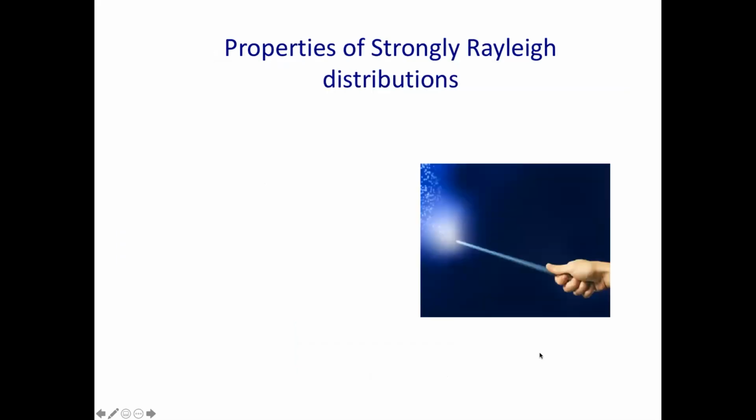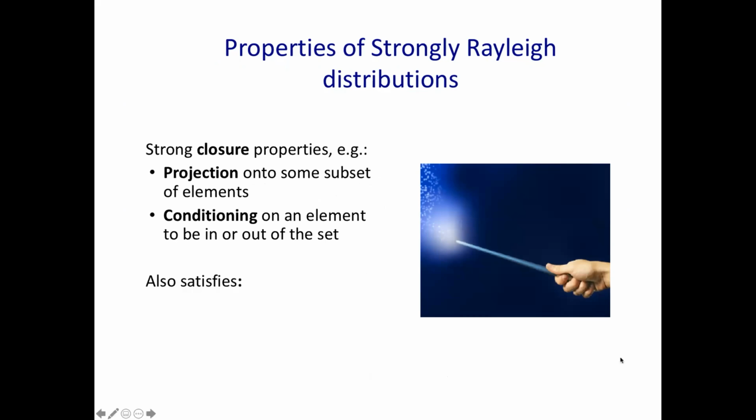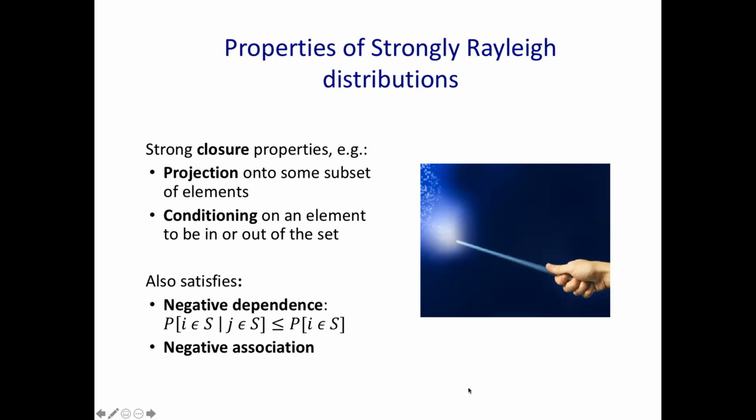SR distributions have strong closure properties. So for example, projection, meaning we can select any subset of elements and the distribution restricted to that set is strongly Rayleigh. And conditioning, after conditioning on an element being in or out of the sampled set, the resulting distribution is still SR. And it also satisfies negative dependence and negative association, and therefore has useful concentration properties that we were missing. Any questions?